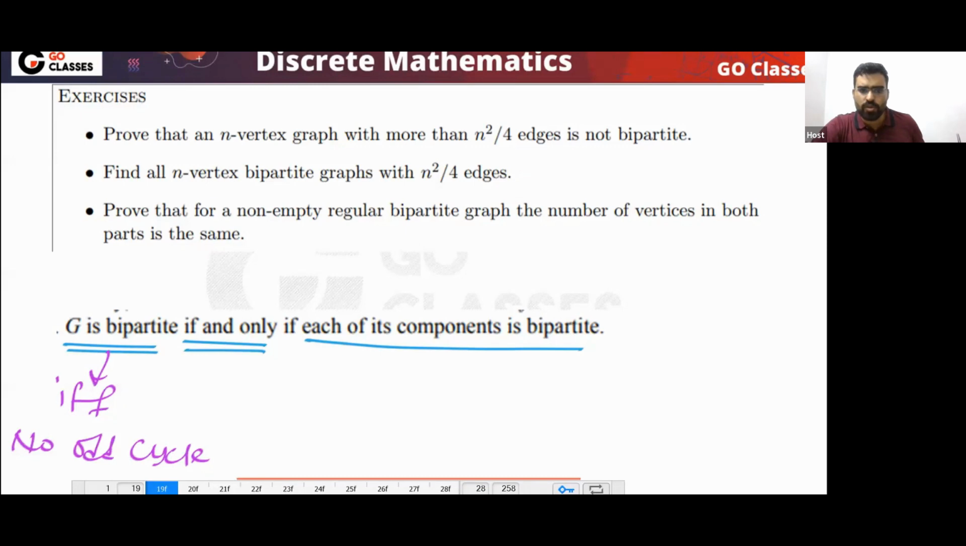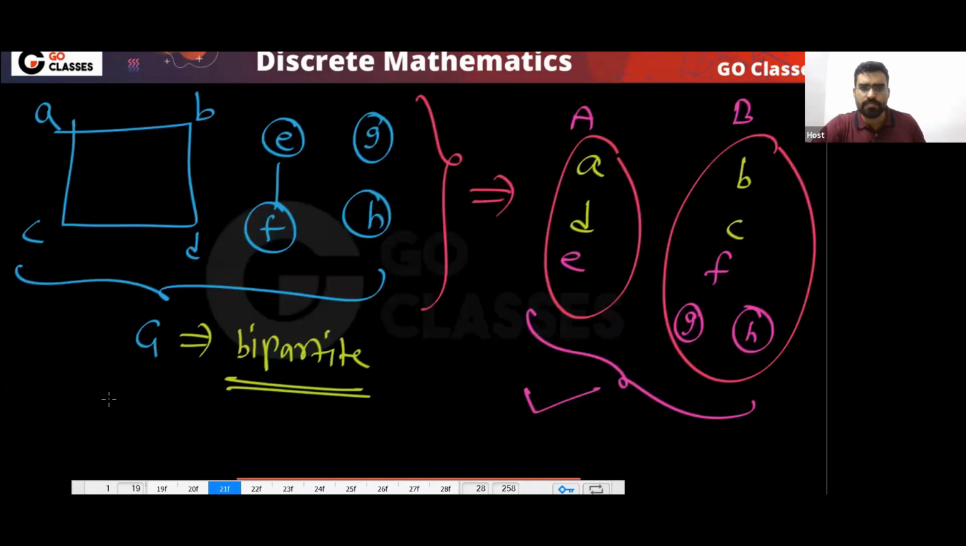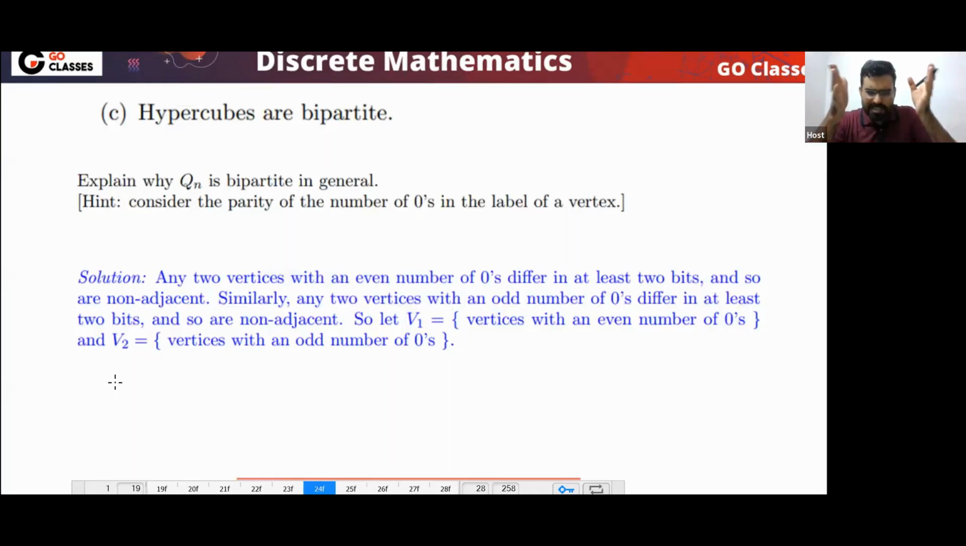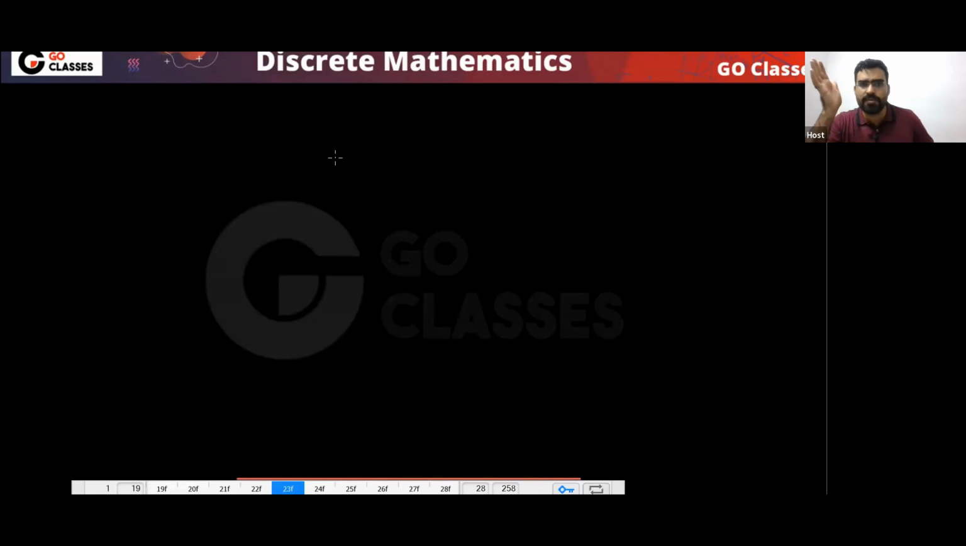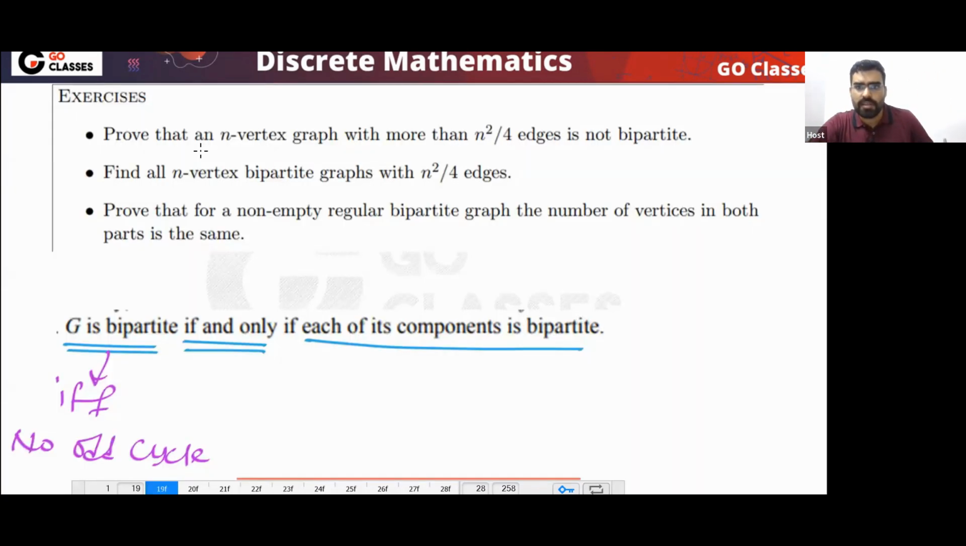Okay. So these concepts, are they clear? Like maximum number of edges in a bipartite graph. How to find that? And if you have a graph in which you have more than (n/2) whole square edges, then that graph is not bipartite. So this statement they can ask. If you have an n vertex graph with more than these edges, then it is not bipartite. Okay, so that's the idea.